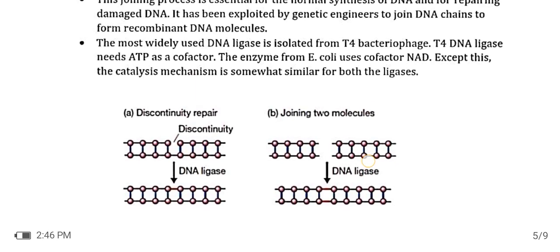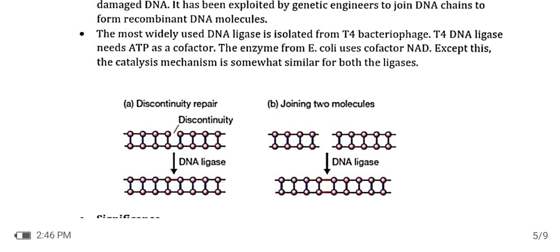The most widely used DNA ligase is isolated from T4 bacteriophage. T4 DNA ligase needs ATP as a cofactor. The enzyme from E. coli uses the cofactor NAD. Except for this, the catalysis mechanism is somewhat similar for both ligases.